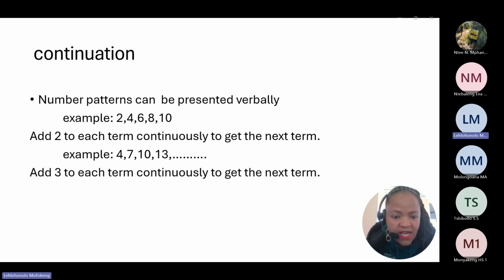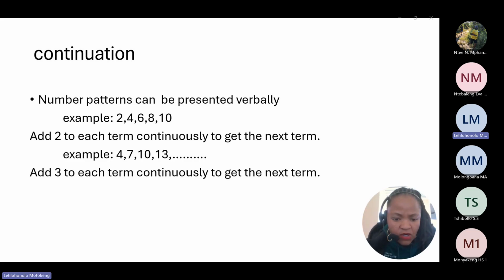Then we move on to the next slide. Besides identifying the constant difference, we can also present the whole pattern verbally. If we don't want to say it in numbers, you can say it verbally. You tell someone what is happening in this sequence. We have seen that we add 2 to each term continuously. So verbally, when you present this pattern, you will say you add 2 continuously to each term to get the next term.